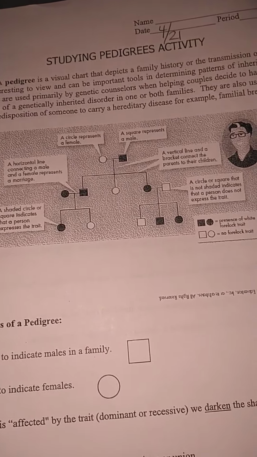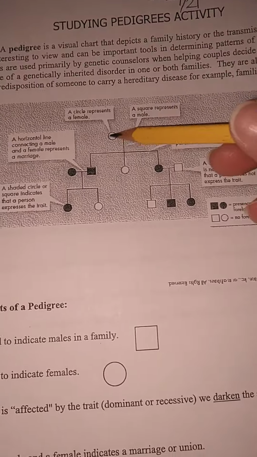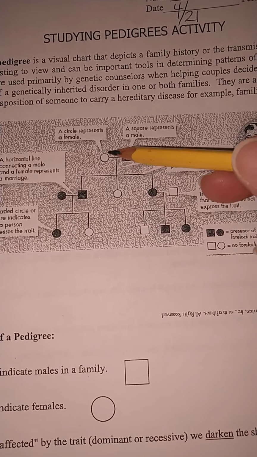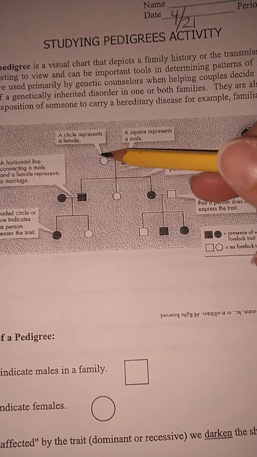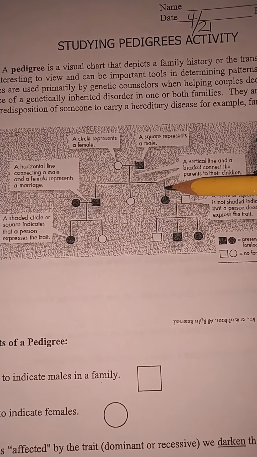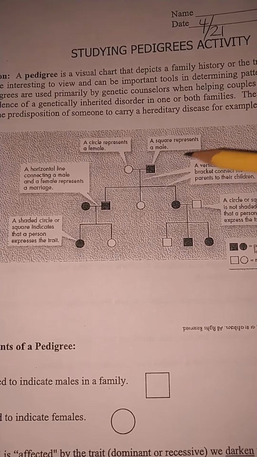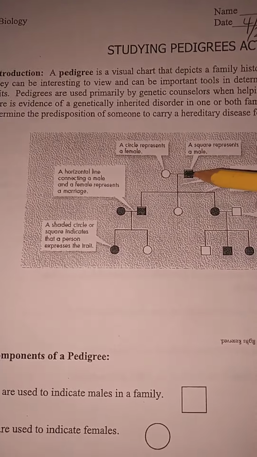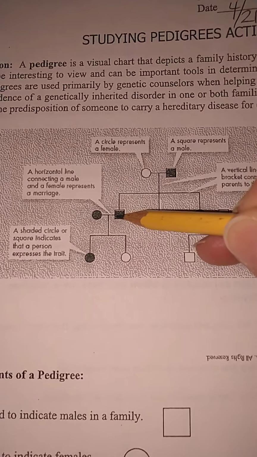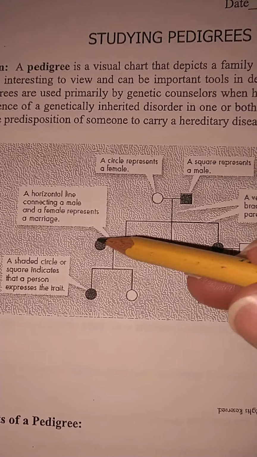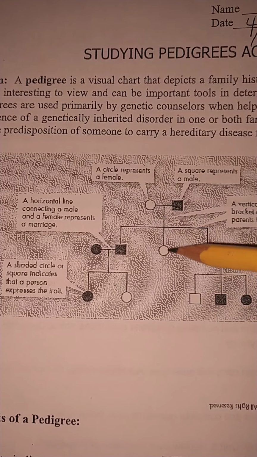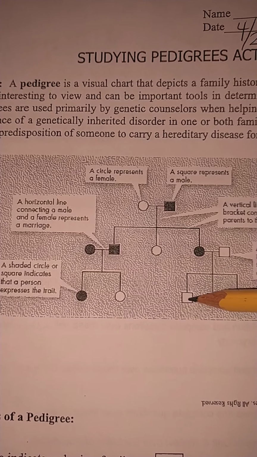Okay, some things to know about pedigrees. Circles are going to represent girls, females. And I remember girls are usually more curvy than boys, so circles are females. Squares are the males. If a shape is shaded in, like these right here, that means they are showing that trait. Their phenotype is for that trait that's being followed by a pedigree. If they are not shaded in, they are not showing that trait.